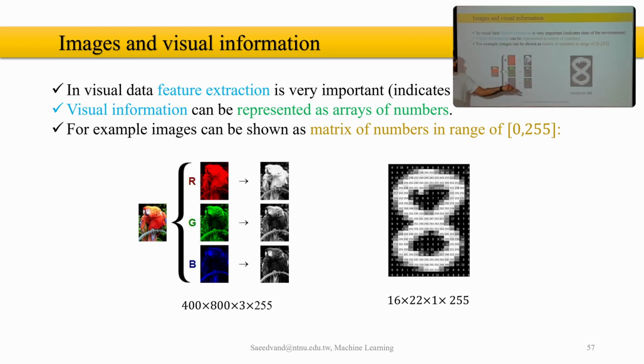For another example, if it's grayscale, we don't have color anymore. If you consider it is 16 times 22, we have only one color, so times 1, with values up to 255. Because each pixel in grayscale can have a value between 0 and 255, we can now consider each one of these pixels as a feature, as input for our neural network or deep learning model.